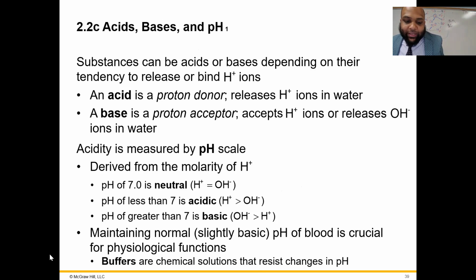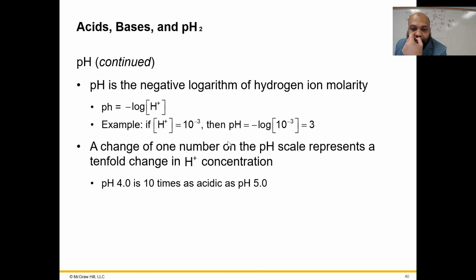Okay, so maintain the normal, slightly basic pH of the blood, which is crucial for physiological functions, and that's where buffers come in. Buffers are chemical solutions that resist changes in pH. So pH is the negative logarithm of the hydrogen ion concentration in molarity. A change of one number on the pH scale represents a 10-fold change in the hydrogen proton concentration. So pH 4 is 10 times as acidic as pH 5.